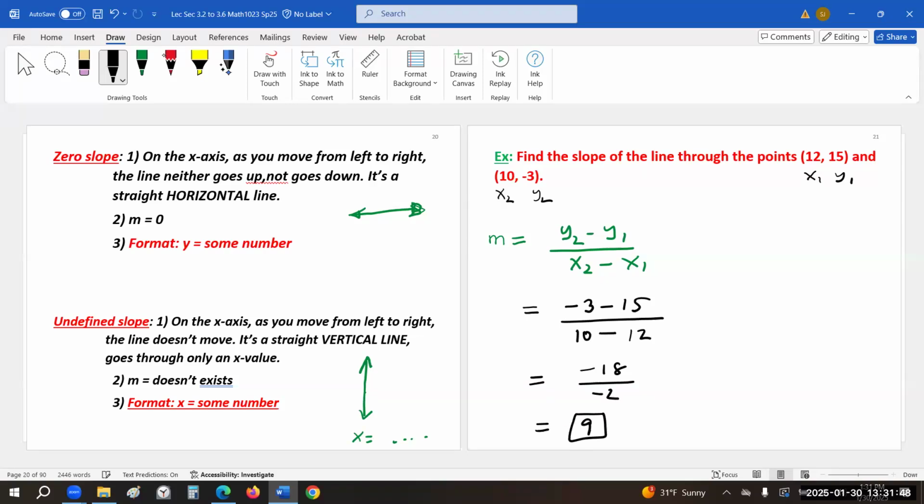-2 plus 9. So the negative and negative cancel out. We have 18 over 2. So 2 goes to 18 9 times. Our slope is 9. Is this a positive number or a negative number? So what type of line do we have here? A line that is going up.